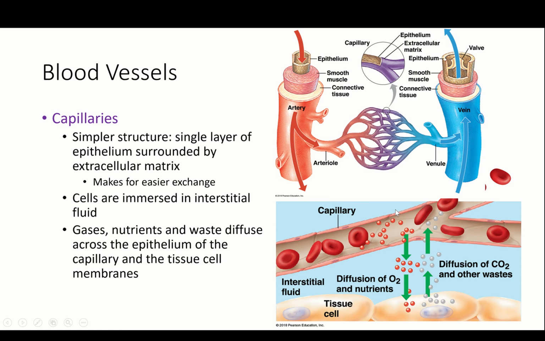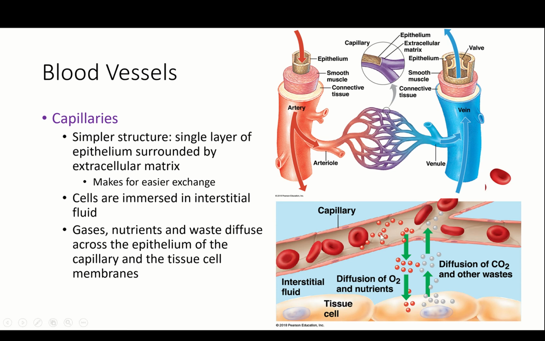So here's the capillary wall. It is one cell layer thick of epithelium. Here are the blood cells, and then we've got the interstitial fluid shown in clear fluid out this way. So what's going to happen in this case is diffusion once again.